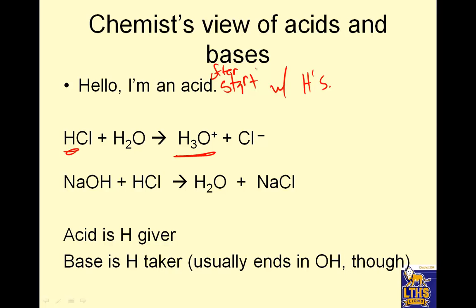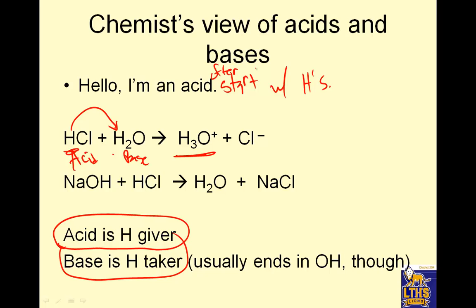So I have HCl. Notice HCl gives an H to water. It's an H giver. And water, this by the way is an acid. This is a base. Okay, an acid is an H giver. A base is an H taker. So this base takes an H as it goes through here, and I'm left with this guy. NaOH and HCl: notice H again is going to give it to OH, making water. And then these guys just pair up in the end, NaCl. Okay, so again, this is the acid base.